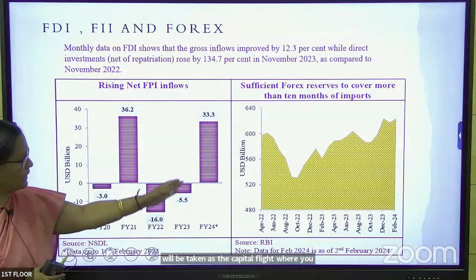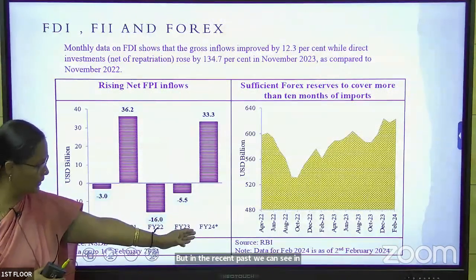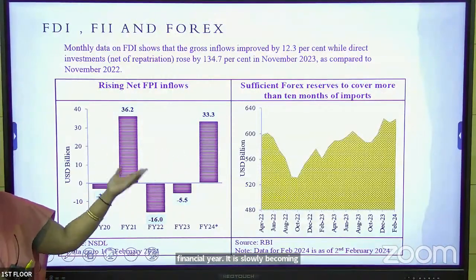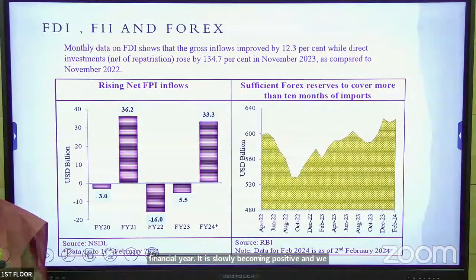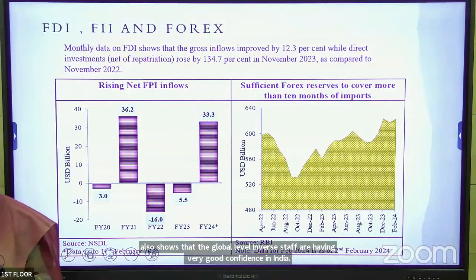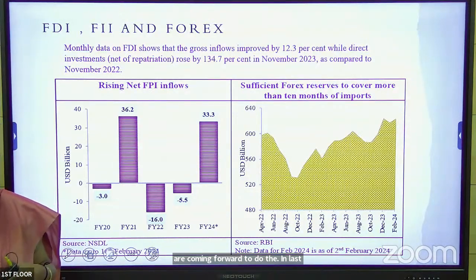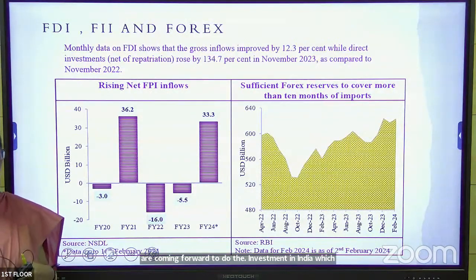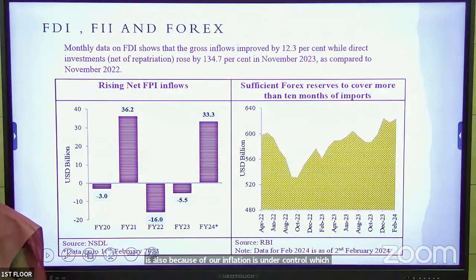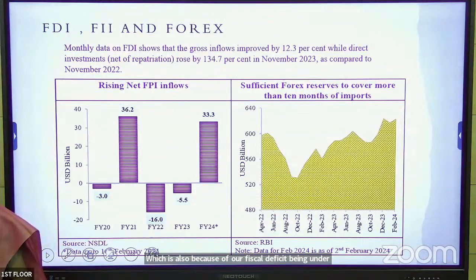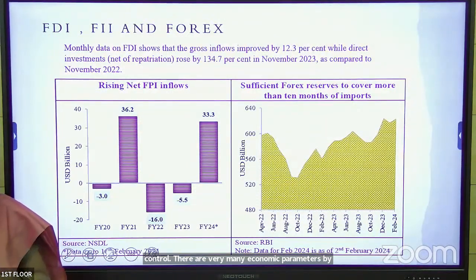But in the recent past, we can see in the current financial year, it is slowly becoming positive, and we are getting lots of foreign portfolio investment, which also shows that the global level investors are having very good confidence in the Indian economy and the business sector, which is why they are coming forward to invest in India, which is also because our inflation is under control, which is also because our current account deficit is coming under control, which is also because of our fiscal deficit being under control. There are very many economic parameters by which they look at it, and then they come into our country, right?